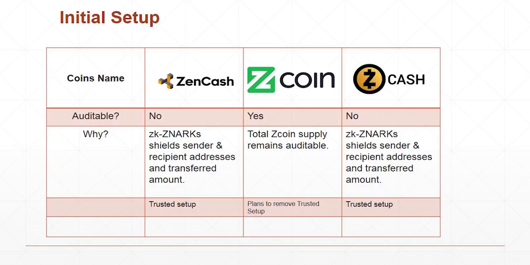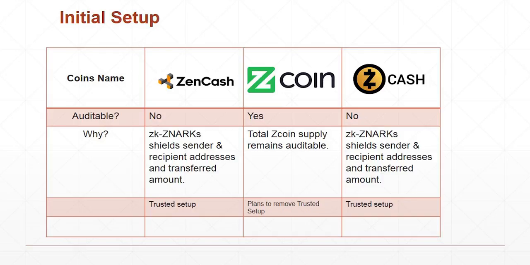So how is the initial setup? ZenCash and Zcash use ZK-SNARKs, so essentially you cannot really see the sender, the recipient, or the amount transferred. For ZCoin, the supply is actually auditable because they don't obscure the amount, so you can check the whole supply, but the recipient and the sender are hidden. And ZCoin is working on removing the trusted setup.